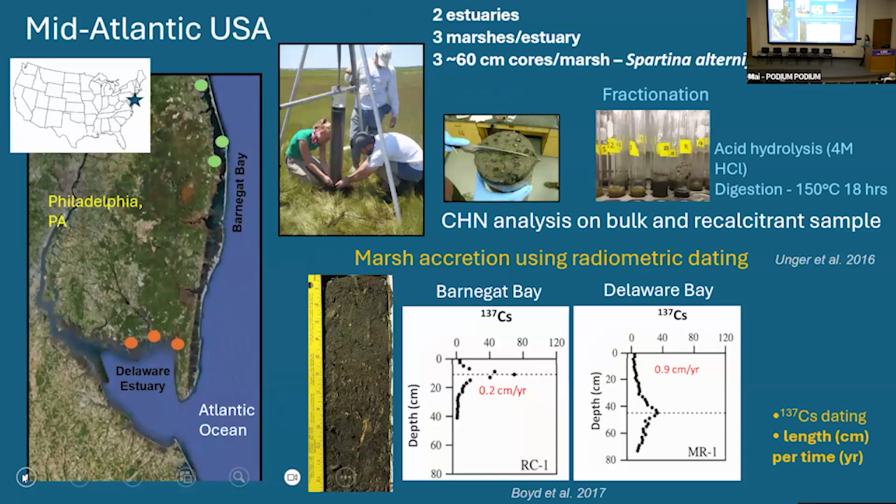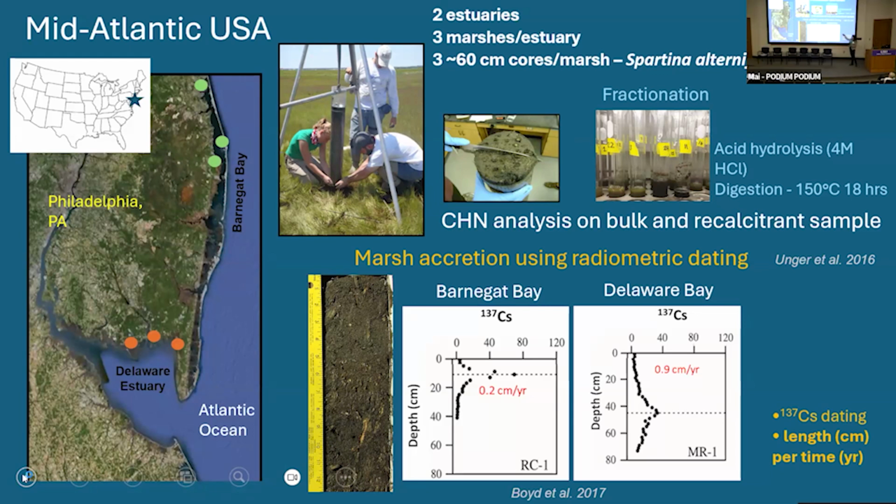So we tested this, not in a delta, but in two estuaries in the mid-Atlantic: the Delaware estuary, which is more mineral rich, and Barnegat Bay just to the north, that is a coastal lagoon, more mineral poor. The Delaware estuary also has a higher tidal range than Barnegat Bay. But importantly, both of these estuaries are experiencing similar rates of relative sea level rise.